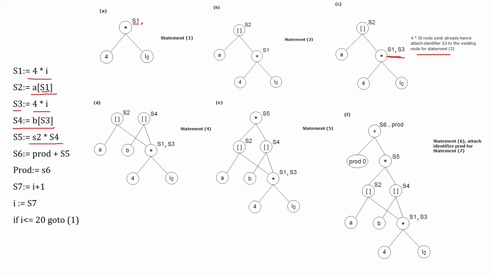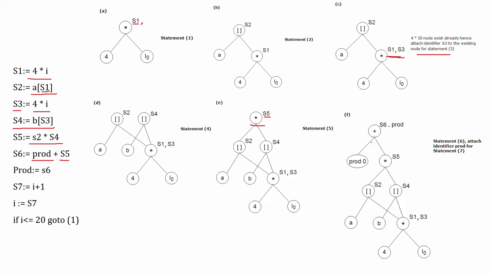S2, S4. We have already computed S2 and S4. We have to simply do the multiplication of it. So combine this, put a star here and combine these two statements, S2, S4. Label this as S5. What is the next one we need to do? Prod plus S5, product plus S5. So add one plus here.